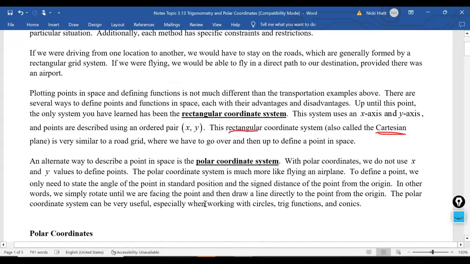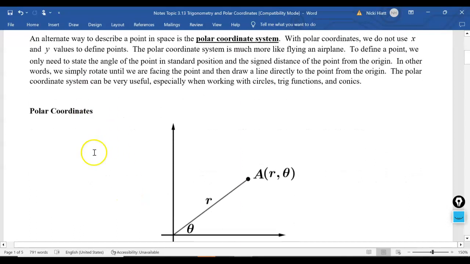Another way we can think about telling somebody how to get somewhere on a coordinate plane is with a polar system. With the polar system, we do not use x and y coordinates to define the point. It's much more like flying an airplane. If you're going to fly an airplane, you just point to where you're going to go and fly a certain distance. So you'll need the angle of where you need to go in standard position and how far that is away from the origin, which is going to be your radius. It's kind of interesting.